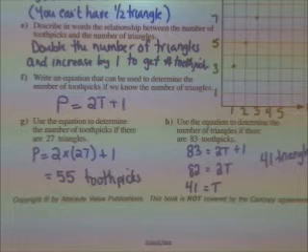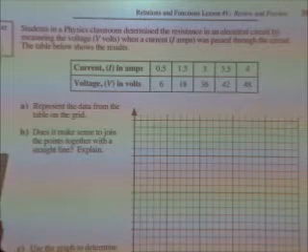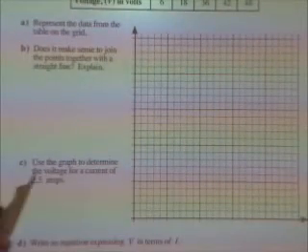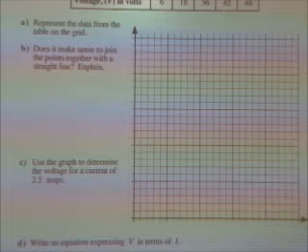Take a look at class example number 3 and graph the points that are listed in the table. So if we take a look at this one, if we represent the data on the grid, students in a physics classroom are determining the resistance in an electrical current by measuring the voltage when the amps are passed through the circuit.